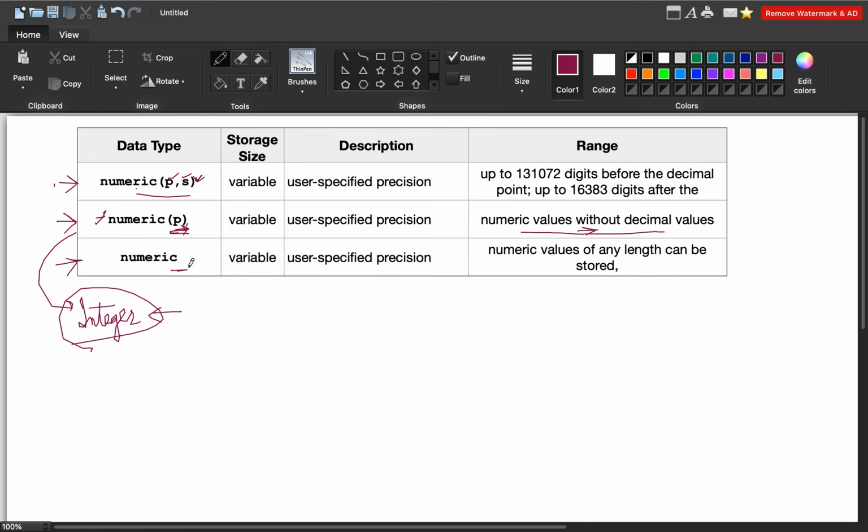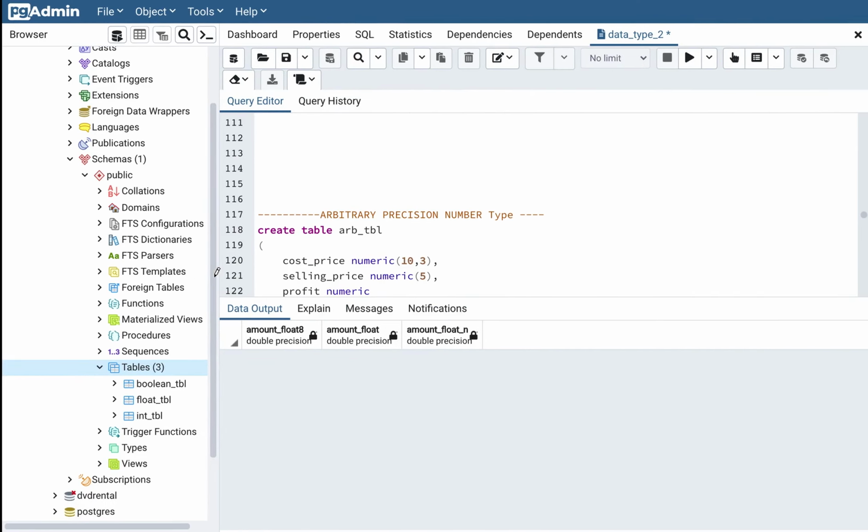Then is numeric. Numeric is like, you can have any number of values of any length which can be stored before decimal, after decimal, everything is fine. Let us try to understand this with an example, right?